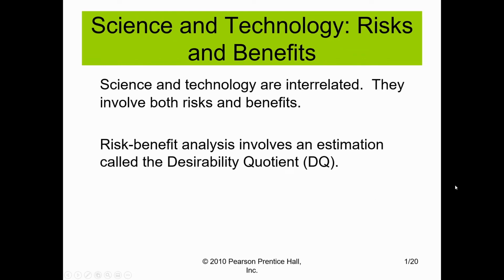Science and technology are directly interrelated, and they both involve risks and benefits. For us to decide if a certain technology or science is worth utilizing, we have something called a desirability coefficient. This is the benefits divided by the risk.